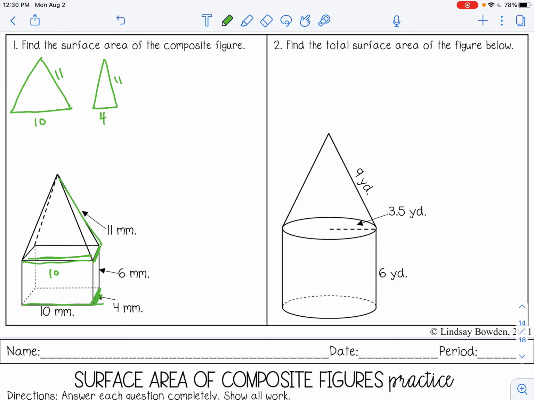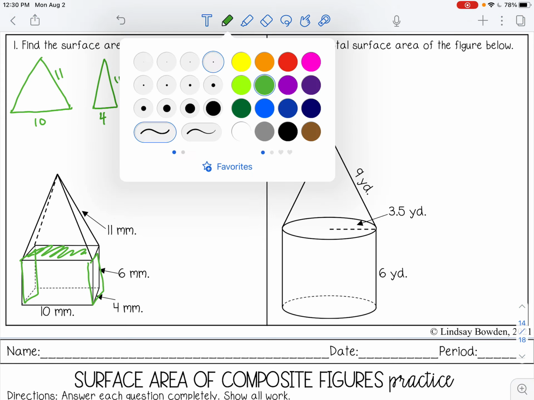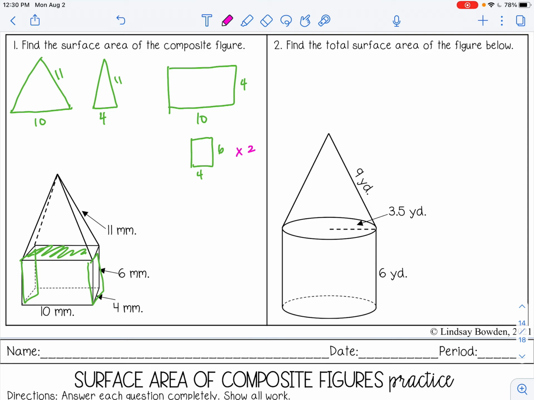Next, let's draw the rectangles for my prism. Again, we don't want to count this one because that's where they join. So we have this larger 10 by 4 one. Then we have this guy. We actually have 2 of those, 6 by 4s. I'm going to put times 2. Also on these, we have 2 of both of these because there's 4 triangles. Just one of these though, that bottom, because we remember we don't want to count the top.